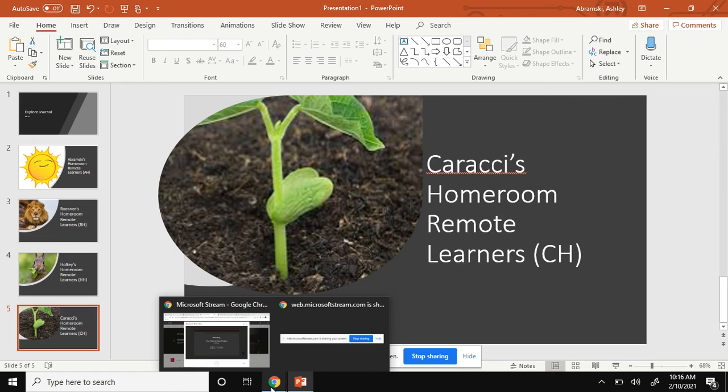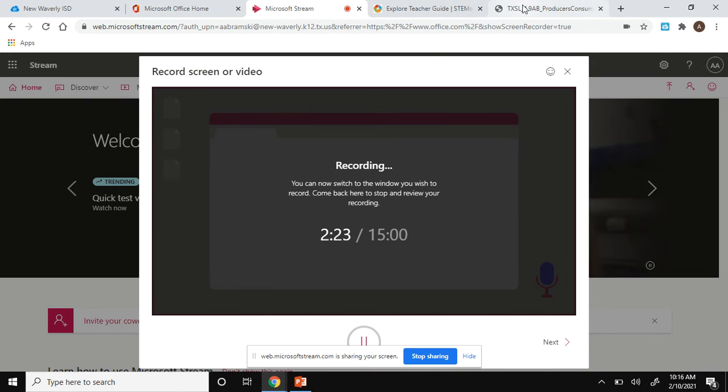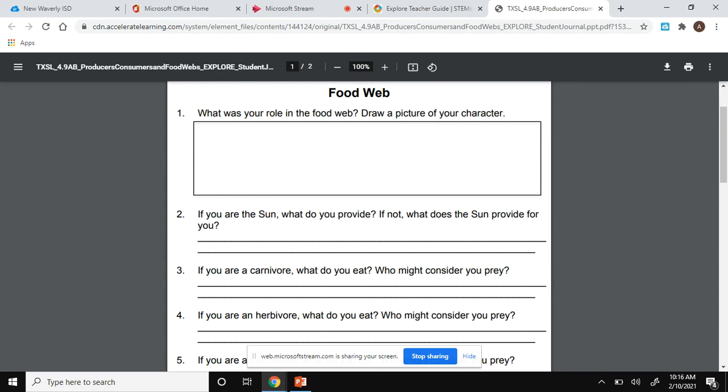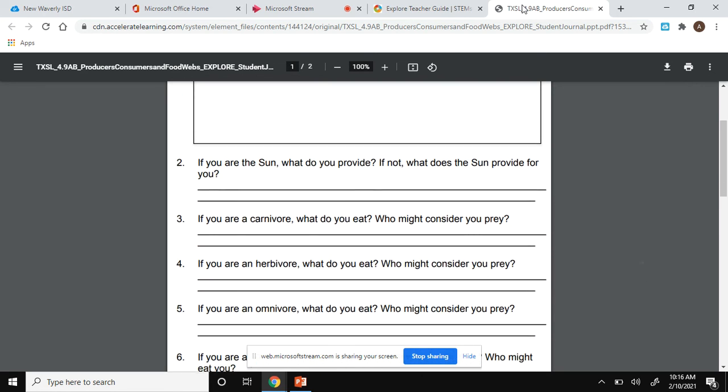I'm going to pull up the questions that they have so you can see a little bit of this, and it will be attached there so you know what it's looking for, and you're going to answer the questions based off of that. So they're going to ask what your role is in the food web. Yes, you cannot draw it, so you're going to just explain what your role is in the food web. And there's all these other questions.